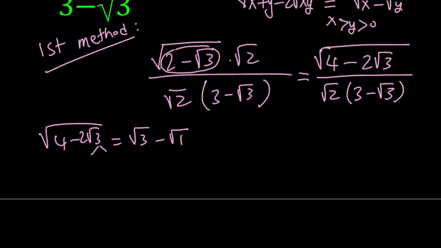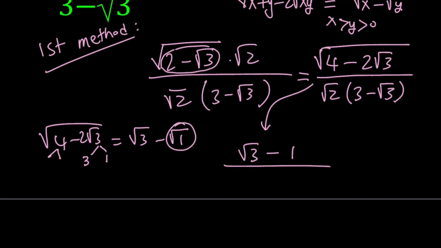Because we're basically looking for two numbers whose product is 3 and whose sum is 4. And those numbers are 3 and 1. You just have to use the square root symbol. So that's cool, because now we can go ahead and write this as square root of 3 minus 1, which is the square root of 1, by the way, divided by square root of 2.